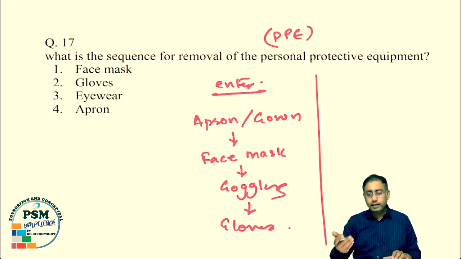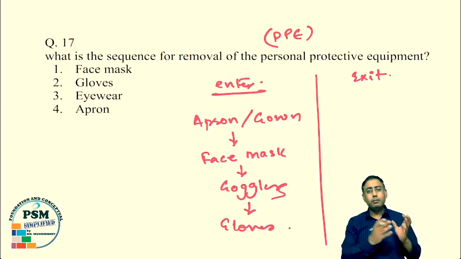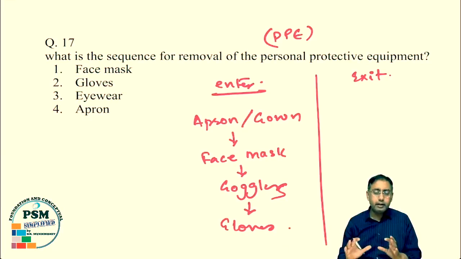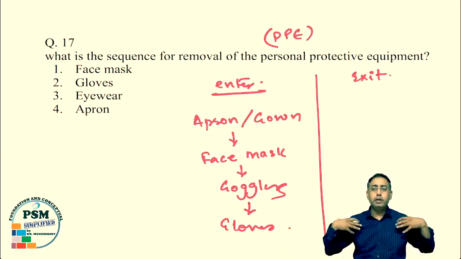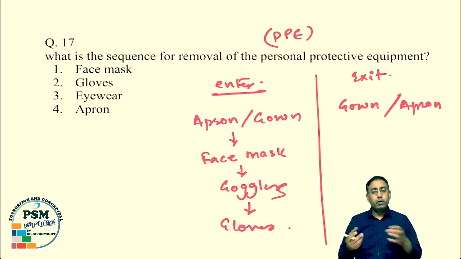Now, once you are exiting, on exit, how do you take them off? There are a couple of ways in which we can take them off. Let me not discuss too many ways. The WHO has its own way, the CDC has its own way. But in a nutshell, the combined criteria is that first you need to take off the bigger thing. First, you need to take off the apron or the gown. The gown or the apron needs to be taken off with the gloves.